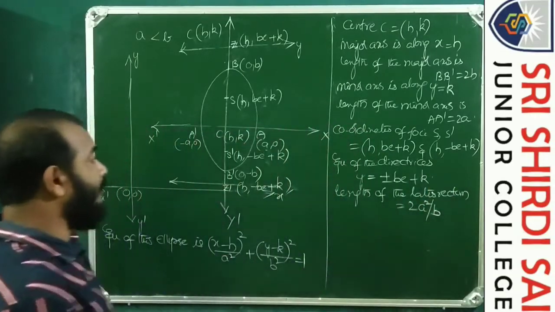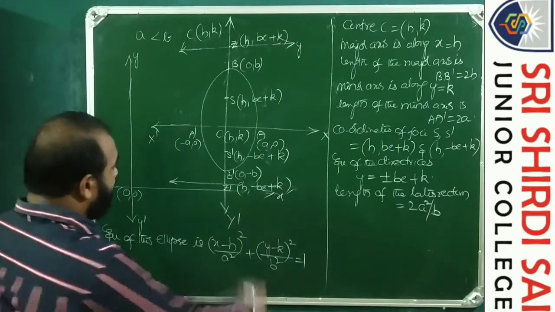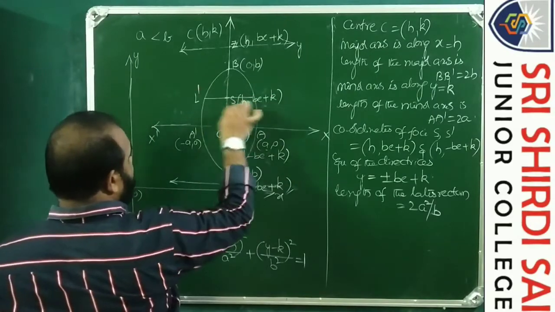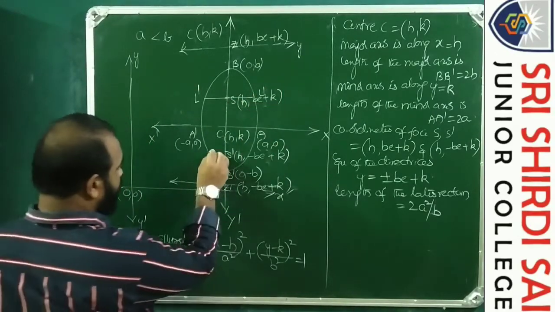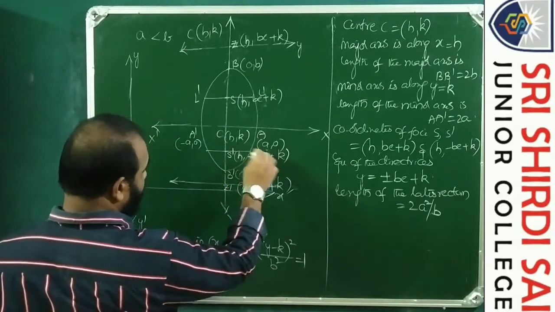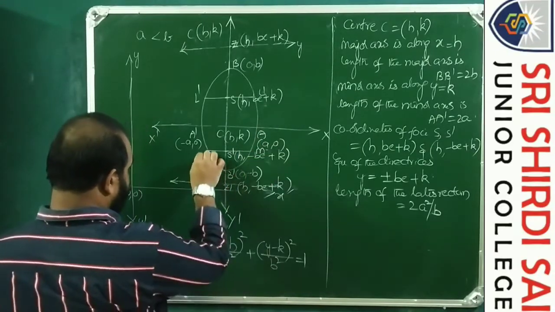2a square by b. So length of the latus rectum is this. This is L dash L, and this is also the latus rectum end. So this is M dash.